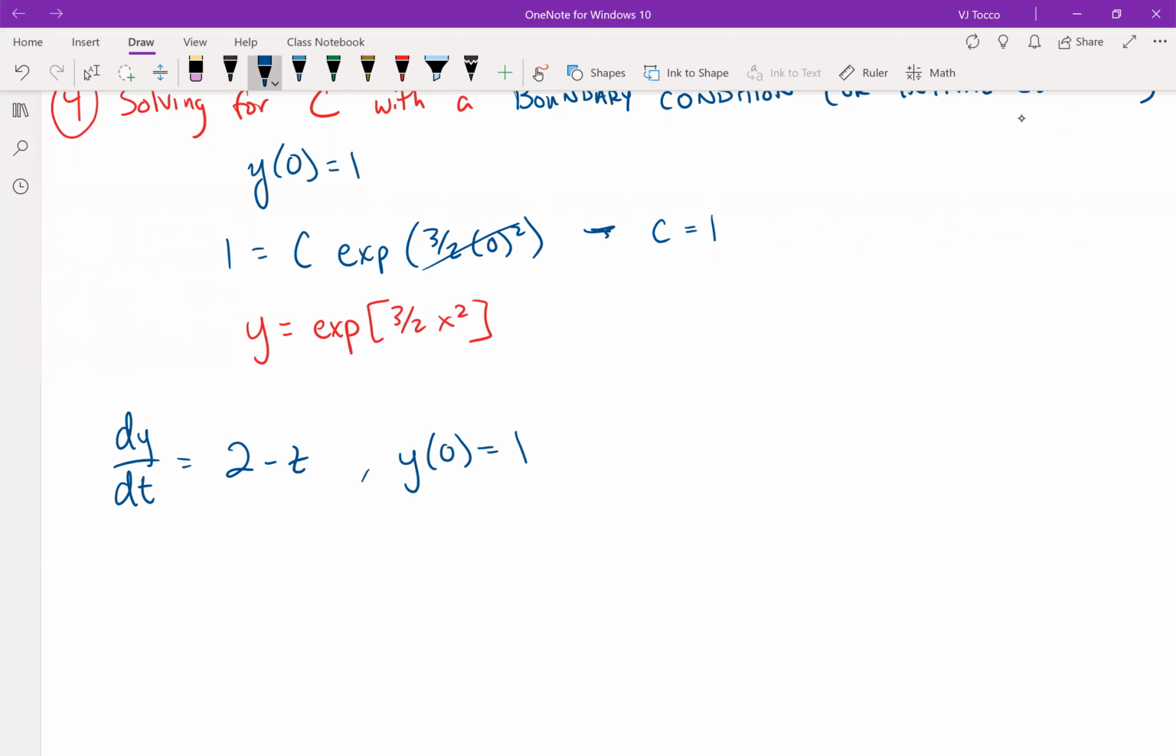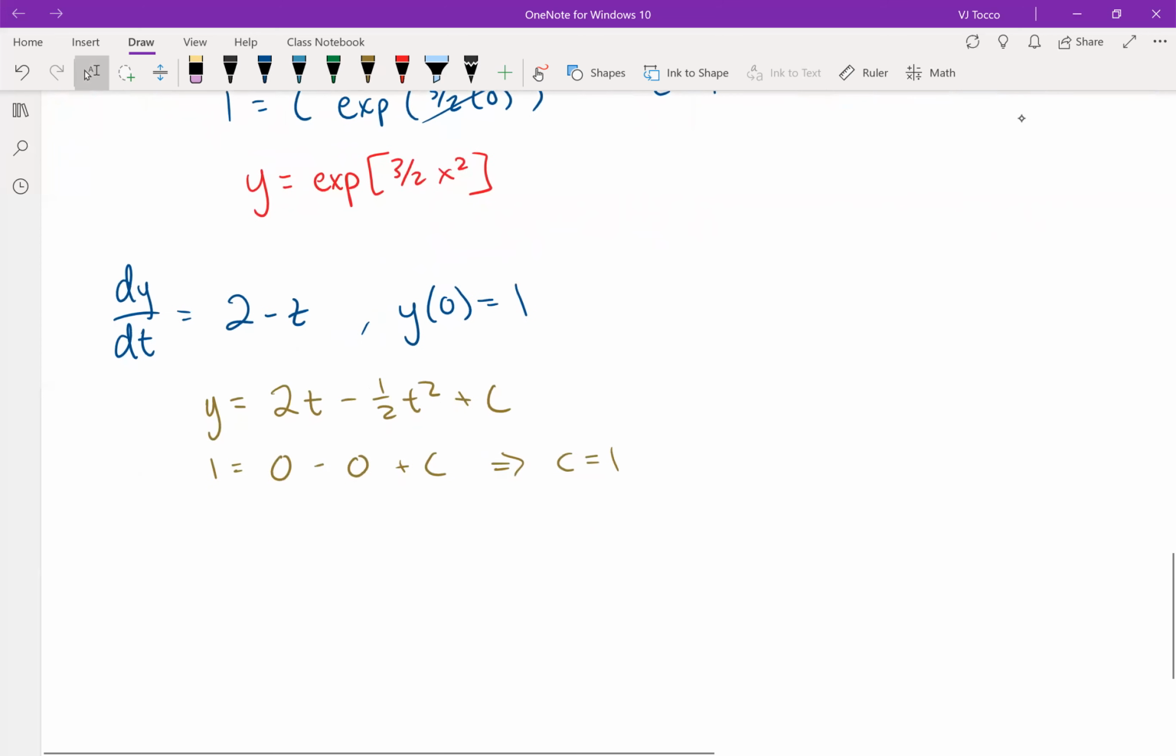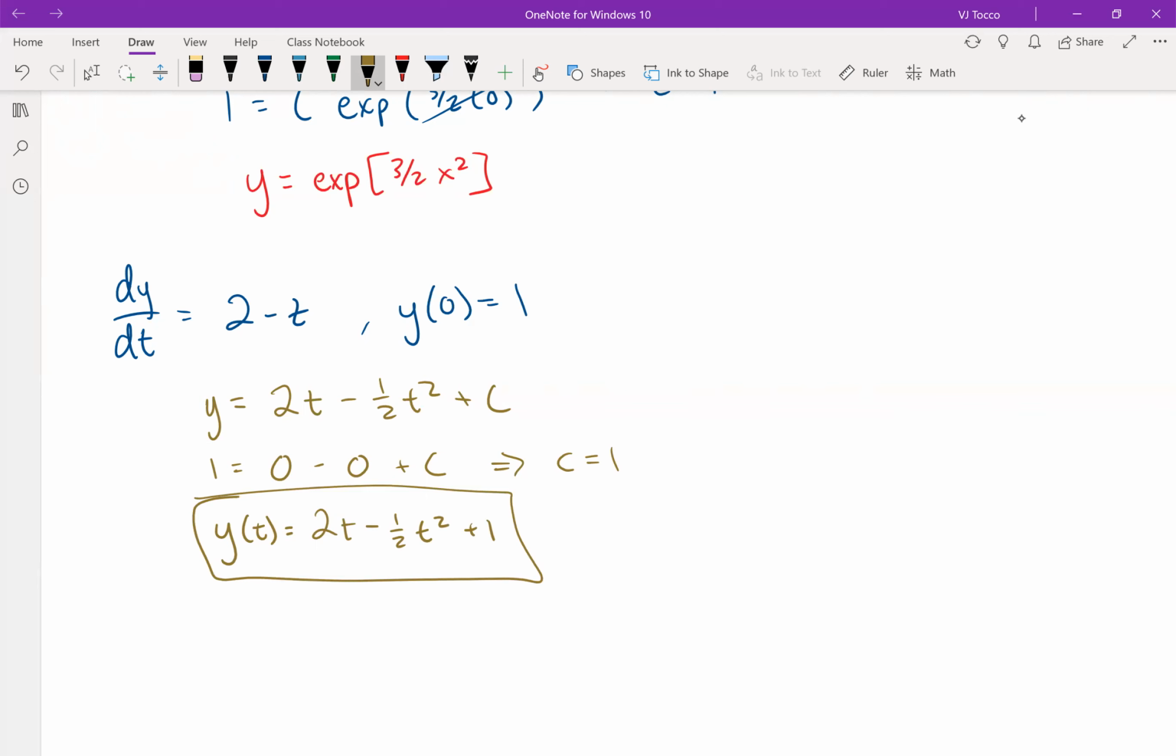And I will do it at the same time, so I may skip a couple of steps. I'm just going to take the dt over to the other side and integrate. So y is equal to 2t minus 1/2 t squared plus c. Plugging in my initial condition gets me 1 is equal to 0 minus 0 plus c, and therefore c is equal to 1. And my final solved form for this differential equation is y of t is equal to 2t minus 1/2 t squared plus 1. All right, simple as that.